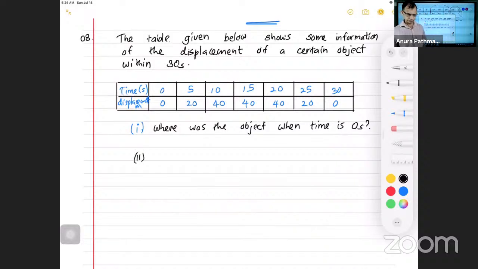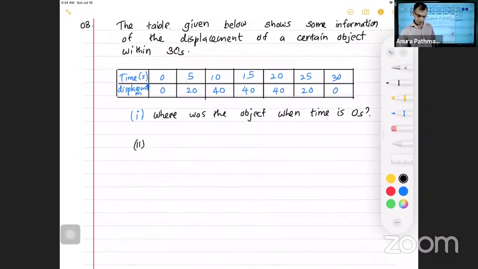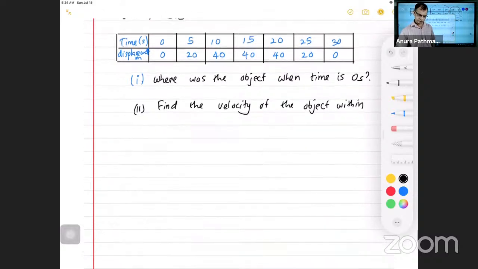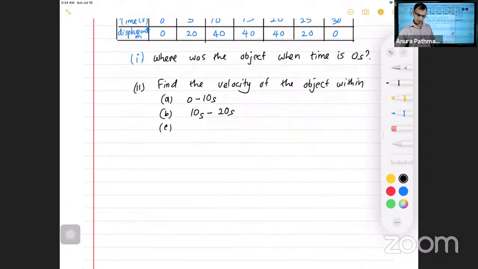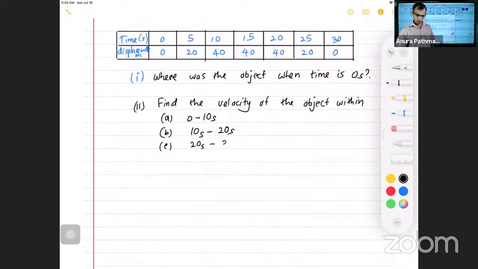Second question. Find the velocity of the object within sample A, 0 to 10 seconds; sample B, 10 seconds to 20 seconds; sample C, 20 seconds to 30 seconds.